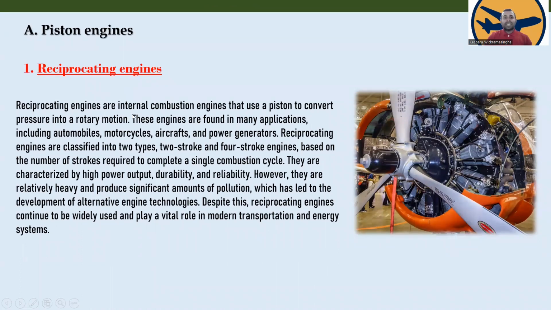So the reciprocating engines are internal combustion engines that use a piston to convert pressure into rotary motion. These engines are found in many applications, including automobiles, motorcycles, aircraft, and power generators, right? So reciprocating engines are classified into two types, right? Two-stroke and four-stroke engines. Just remember, based on the number of strokes required to complete a single combustion cycle. They are characterized by high power output, durability, and reliability. However, they are relatively heavy and produce a significant amount of pollution.